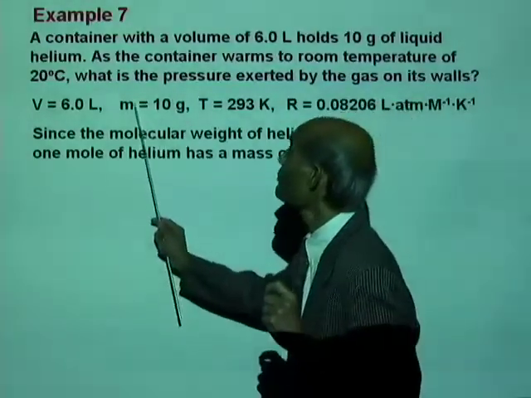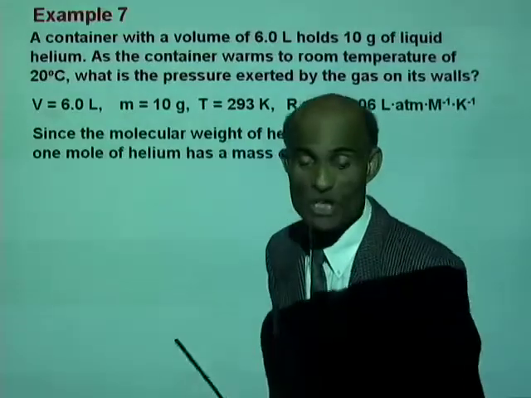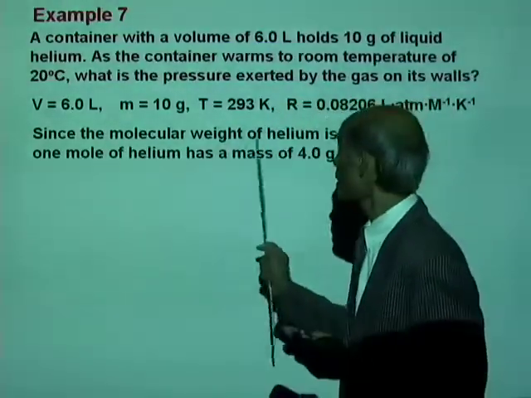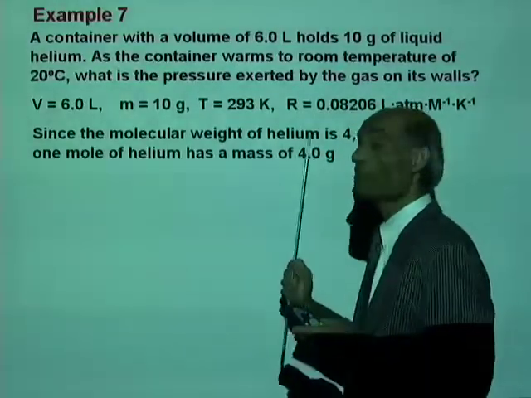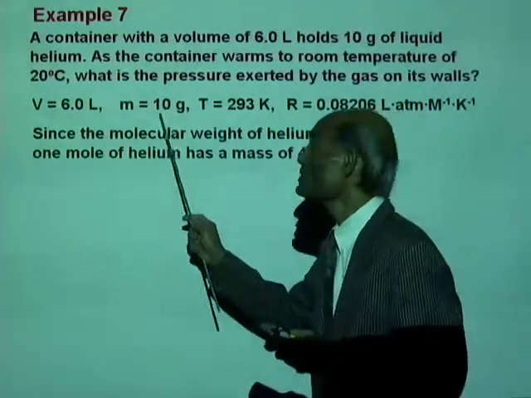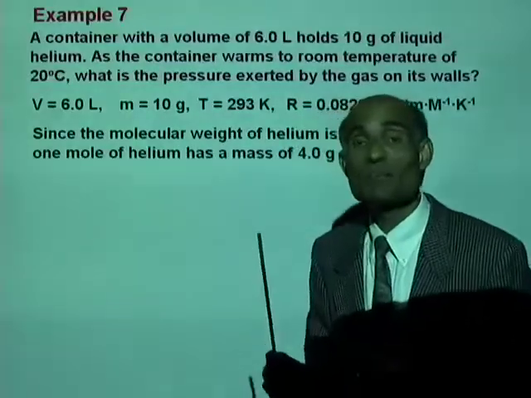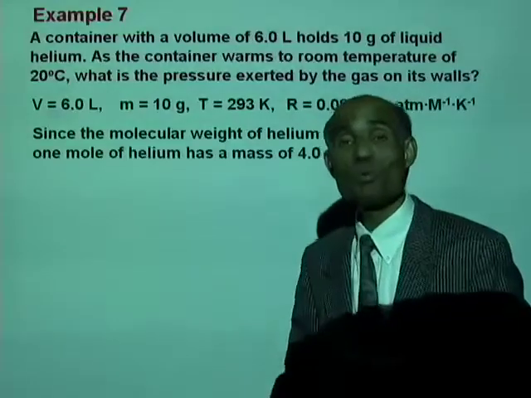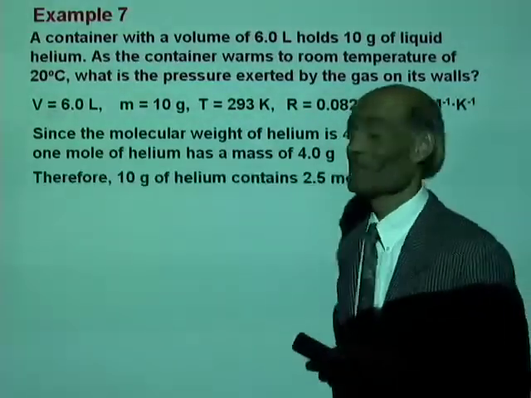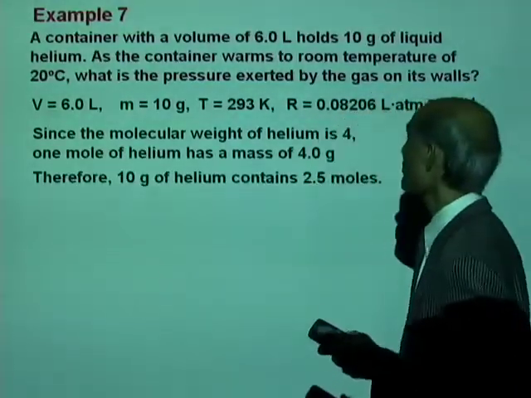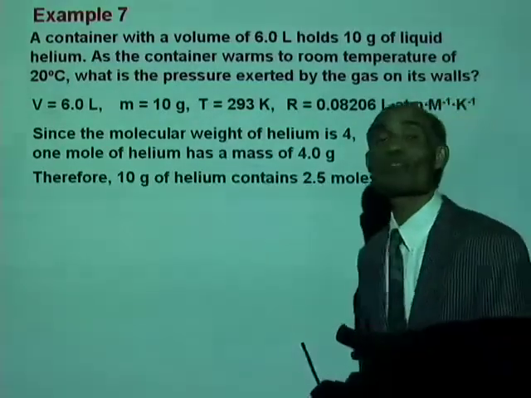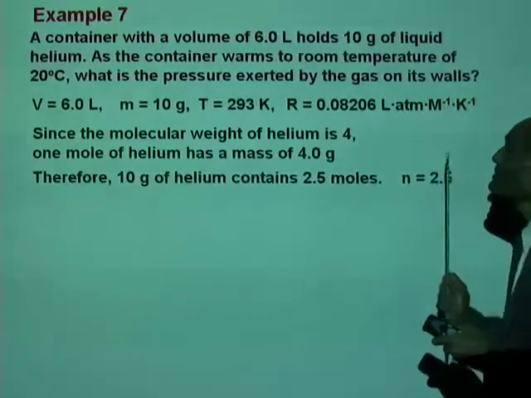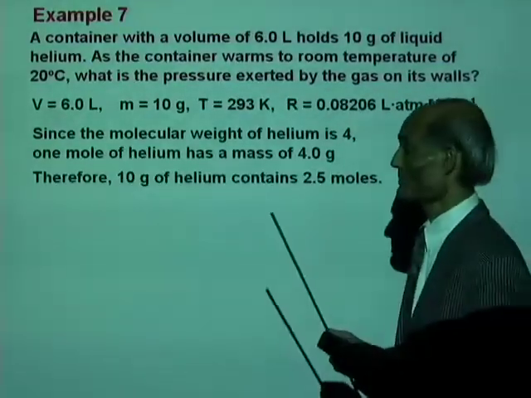And we have 10 grams of helium. How many moles of helium do we have? Each mole of helium has a mass of 4 grams. Therefore, 10 grams of helium contains 10 divided by 4, which is 2.5 moles. So therefore, 10 grams of helium contains 2.5 moles. Okay, so n equals 2.5 moles.